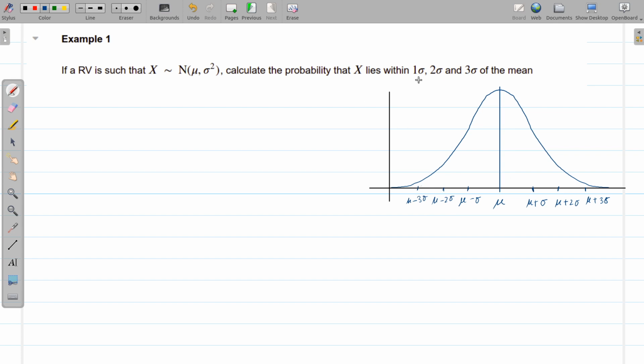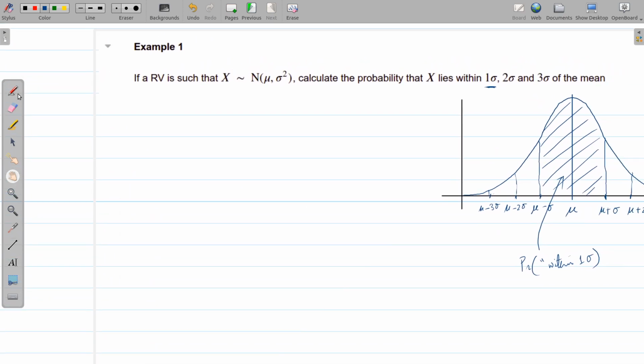So what do we mean by this? The probability that x lies within 1 sigma is this one. The value of x lies within this range, and this area is what I want to find out: the probability that it lies within 1 sigma. Similarly, for 2 sigma, what is this larger area? For 3 sigma, what is this larger area? This is what we are trying to find out. Okay, so let's quickly solve this problem.